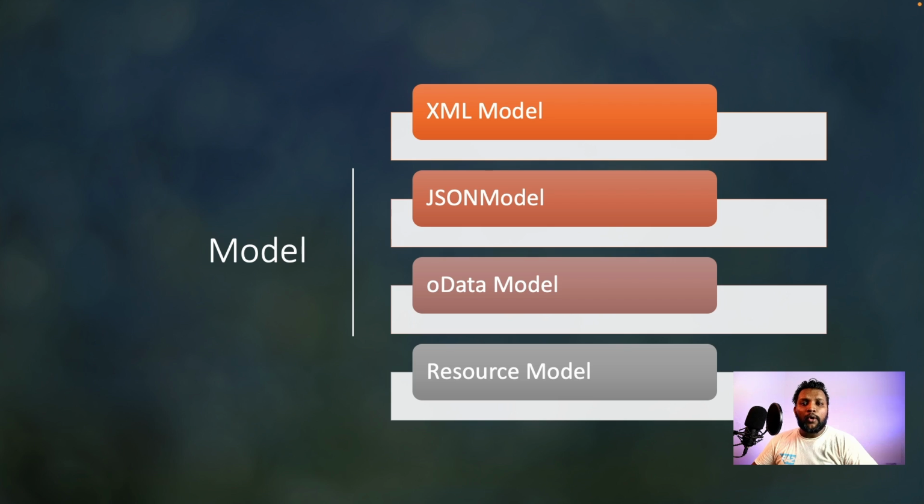XML model is a model which is capable of storing data in XML format, whereas JSON model is a model which is capable of storing data in JSON format. Both of these models are called client models because they can only store data temporarily on the client side. By client side, I mean it's only in the lifecycle of the application.